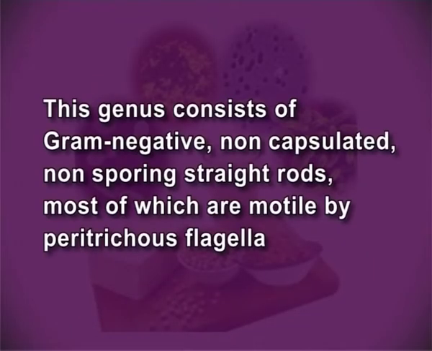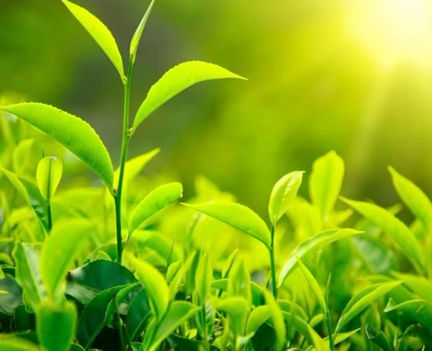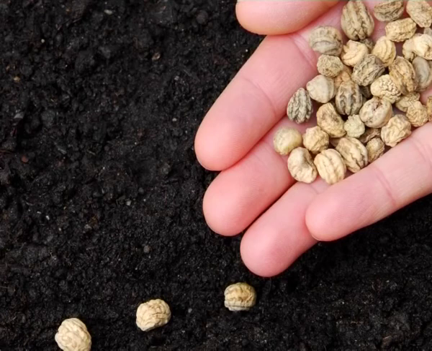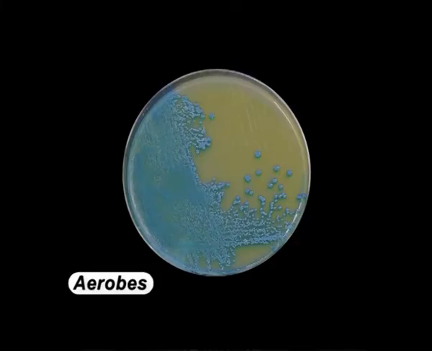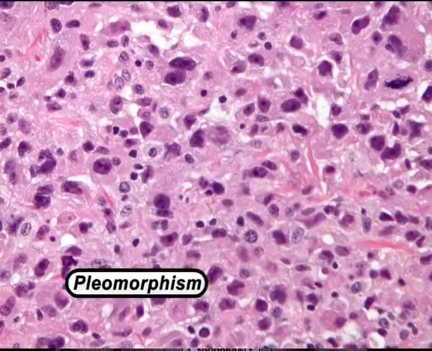Pantoea. This genus consists of gram-negative, non-capsulated, non-sporing straight rods, most of which are motile by peritrichous flagella. They are widely distributed and are found on plants and in seeds, in soil, water and human specimens. Proteus. These enteric gram-negative rods are aerobes that often display pleomorphism, hence the generic name.